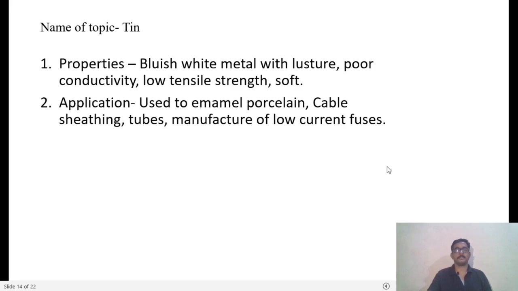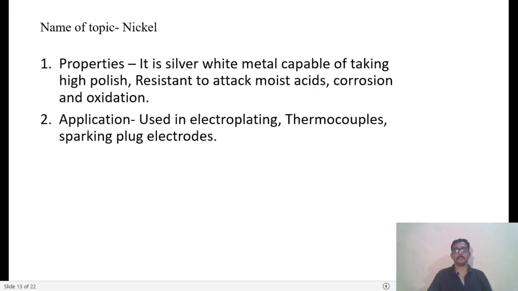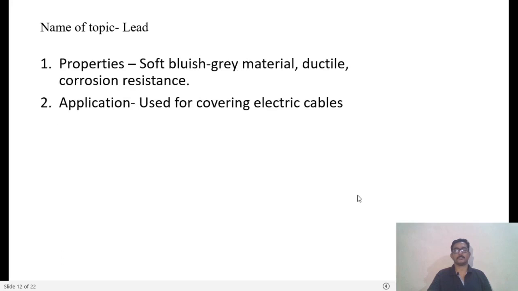So in this way we have seen some materials which are used as conducting materials in electrical engineering.